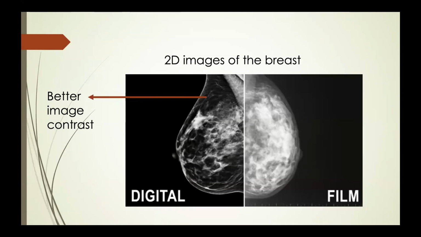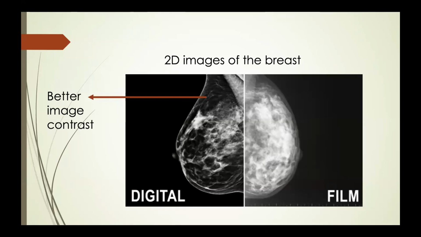So this screen is showing the difference between a film image and a digital image, and you can see the difference in terms of the image quality. For those who are not in the field, it might not make sense to you, but the digital one gives a better contrast. Contrast, in layman's terms, is the ability to differentiate between two objects sitting side by side each other.